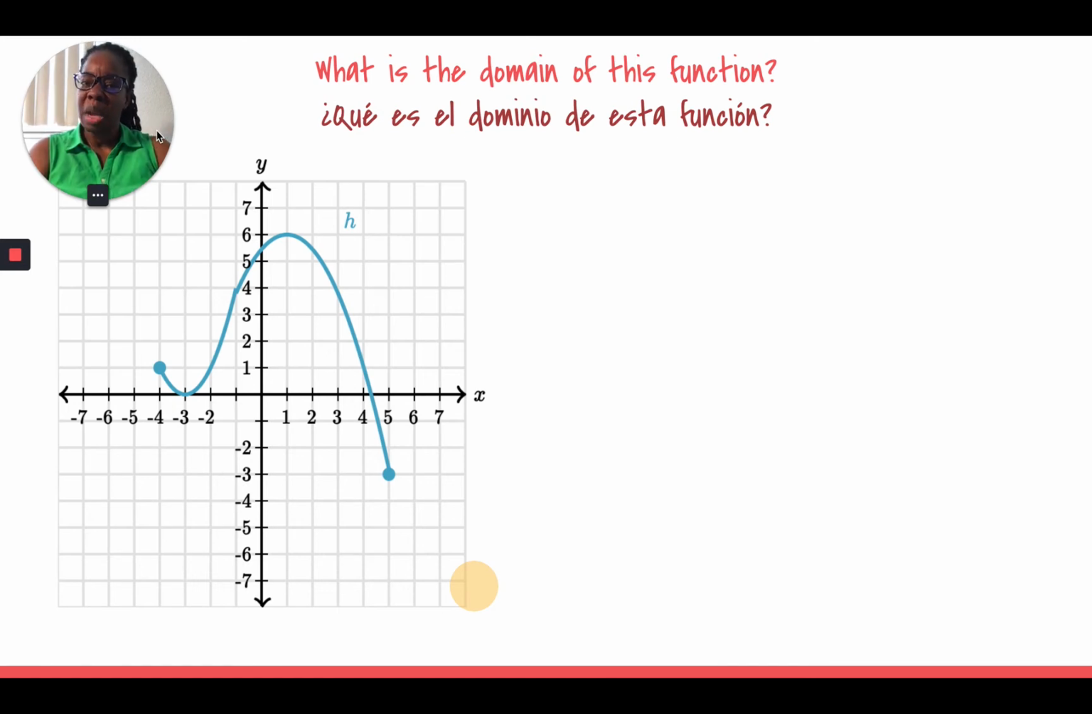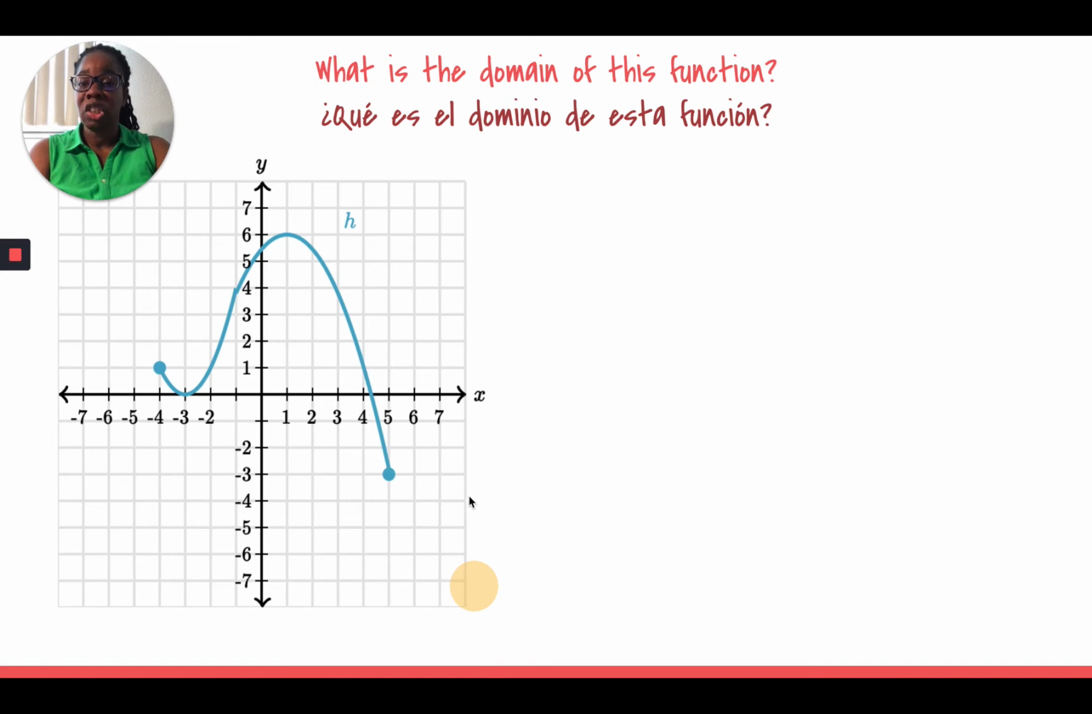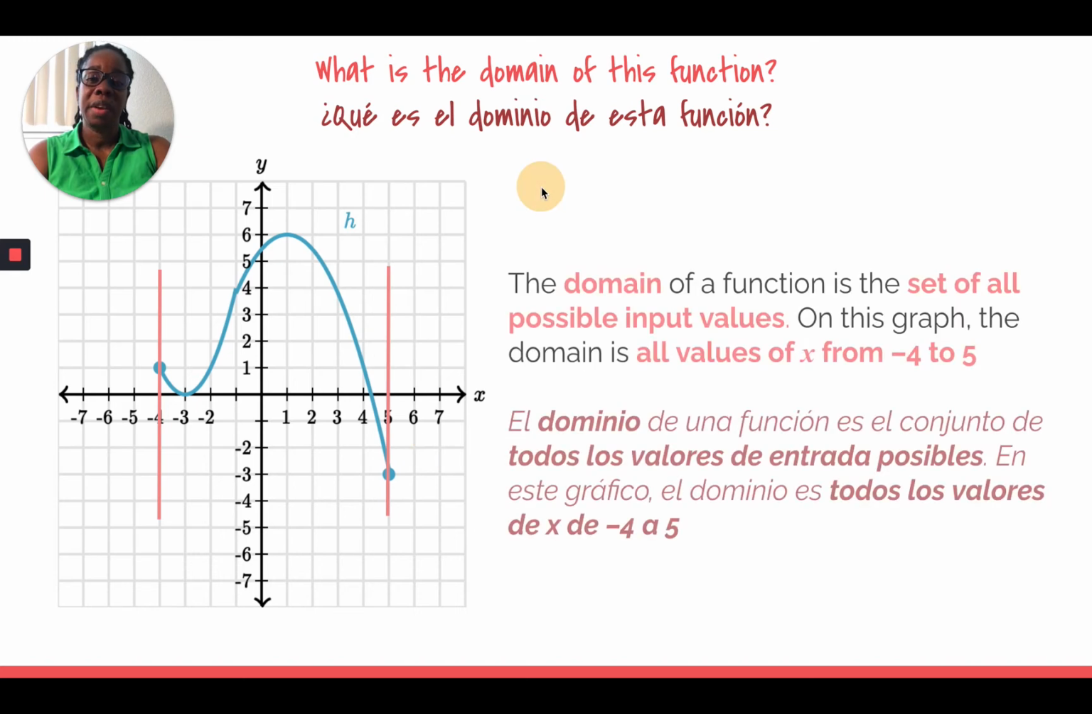What is the domain of this function? It's represented as a graph. Remember, as we defined initially, the domain of the function is going to be the set of all possible x values. So what would that be? The possible x values on this graph would be from -4 to +5. Therefore, the domain of a function is the set of all possible input values. So in this graph, the domain is a set of all values of x from -4 to 5.